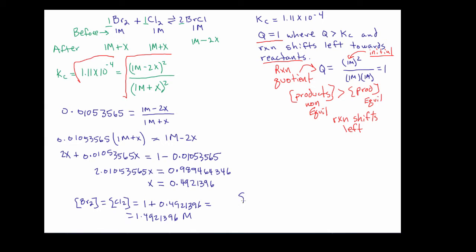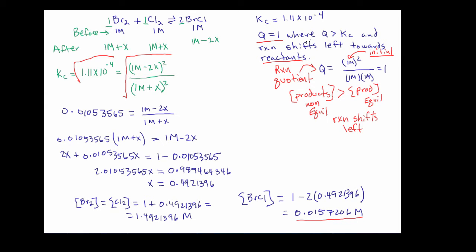And the concentration of the BrCl, okay, is going to be equal to 1 minus 2 times the x value, which is 0.4921396. Okay, so the BrCl is going to equal 0.0157206 molar. Now, notice that that particular value is a lot smaller than the values for the Br2 and the Cl2.